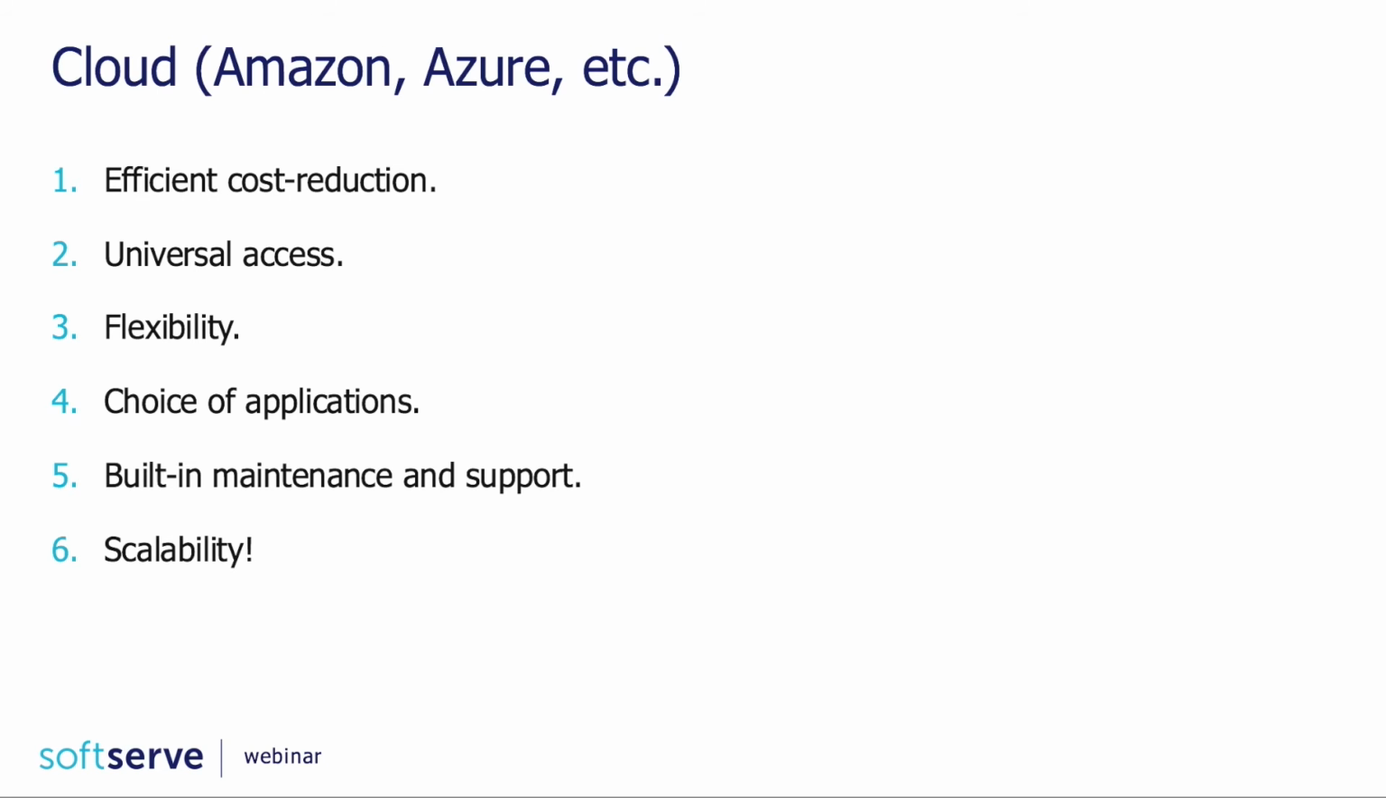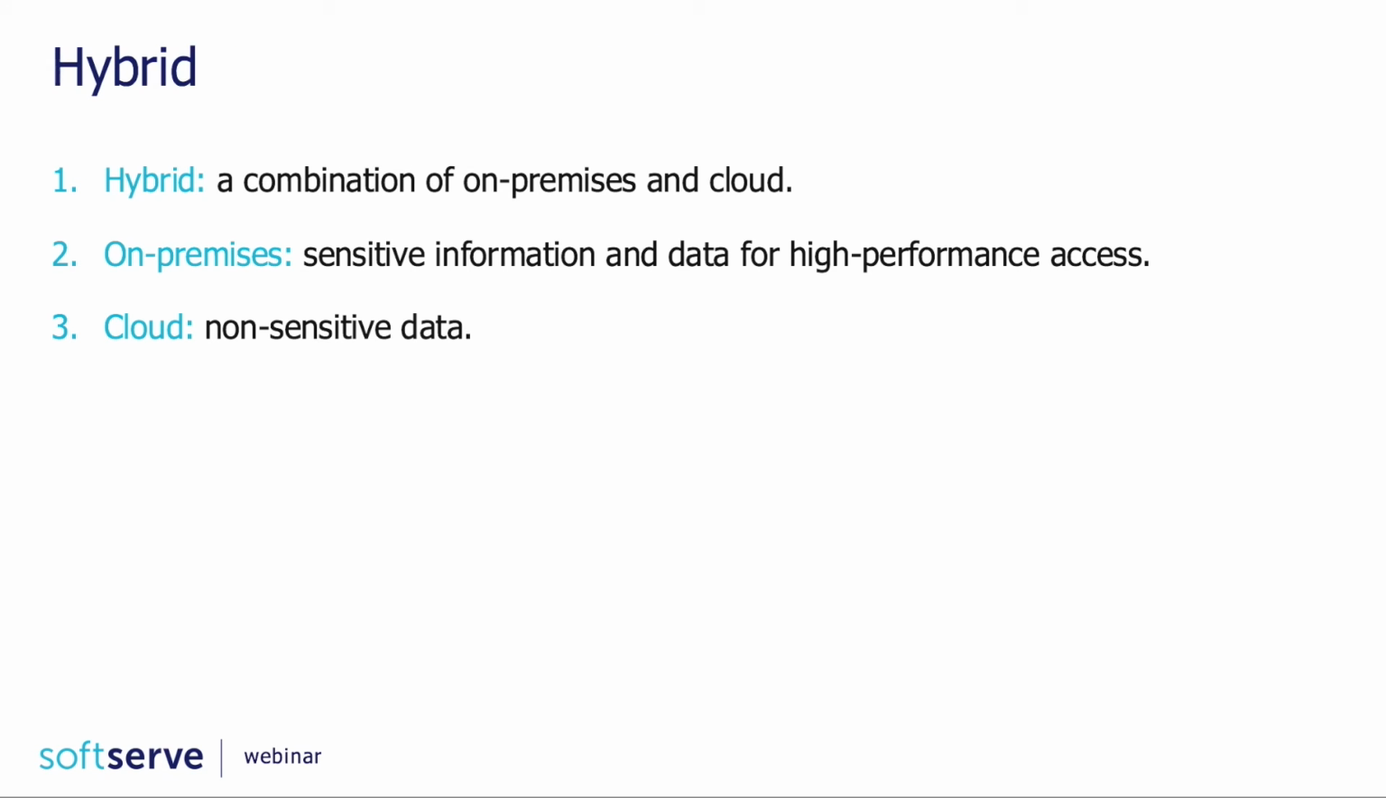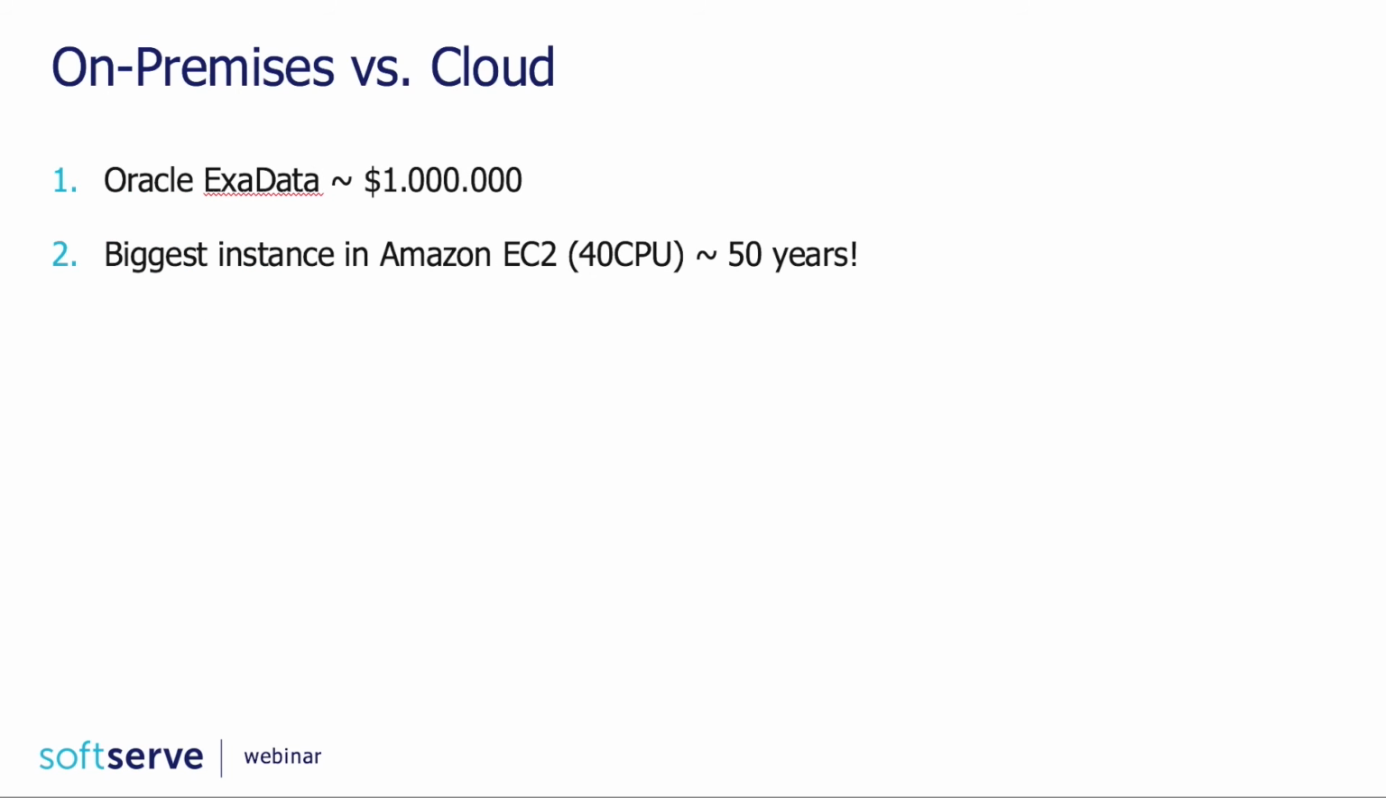But again, there is a solution when you combine on-premise and cloud, which is called hybrid. For instance, you can keep non-sensitive data in cloud, while sensitive data like credit card information can be stored on-premises. And just to give you some example of what on-premises versus cloud means.